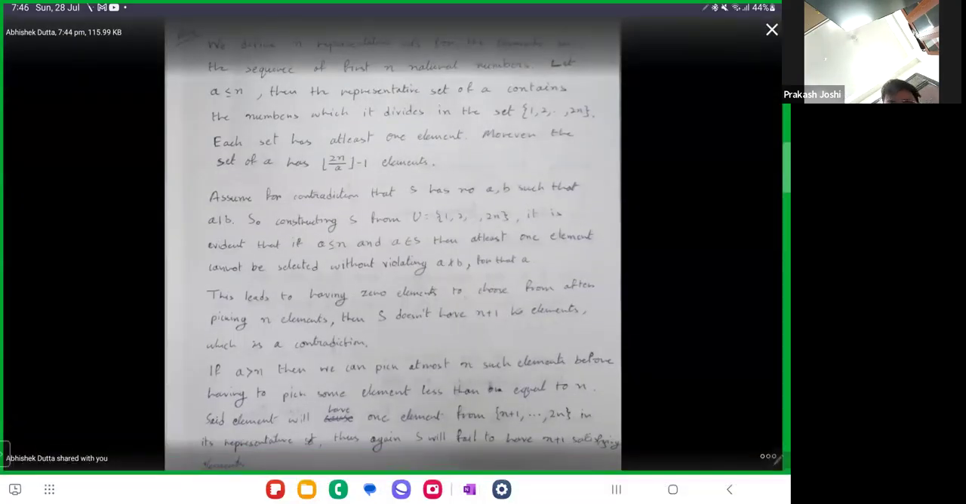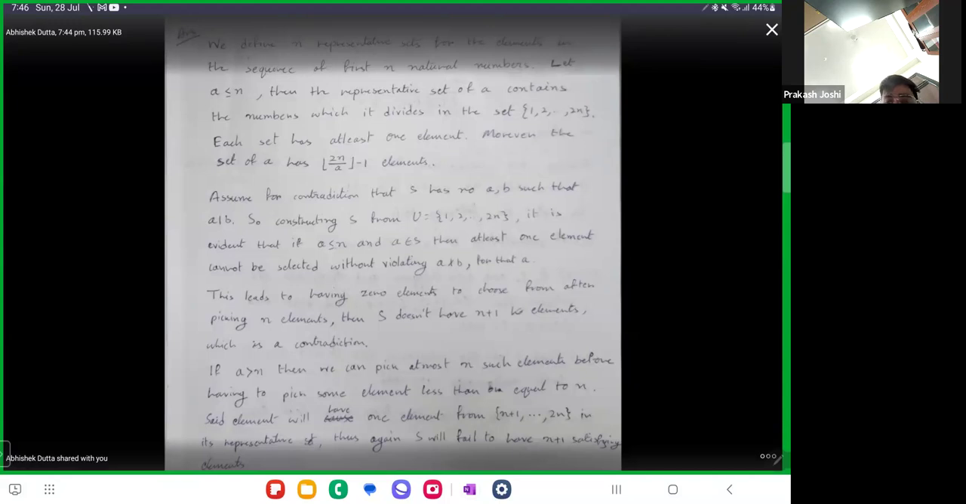Okay. So you are saying that we define n representative sets for the elements in the sequence of the first n natural numbers. Let A be less than n. The representative set of A contains the numbers from the first n natural numbers which it divides in the set 1 to 2n.